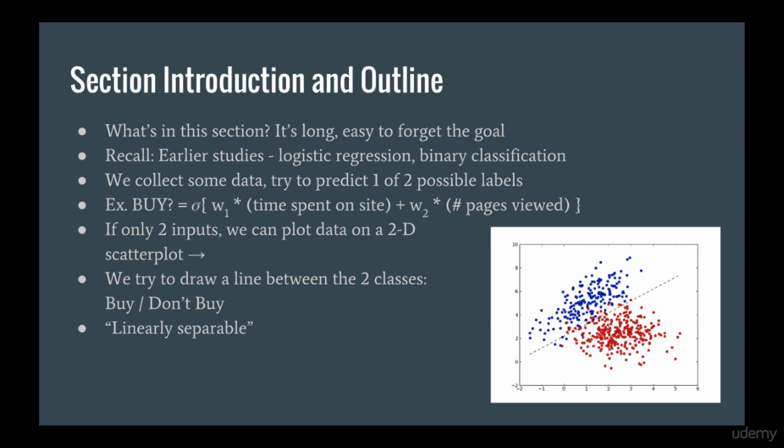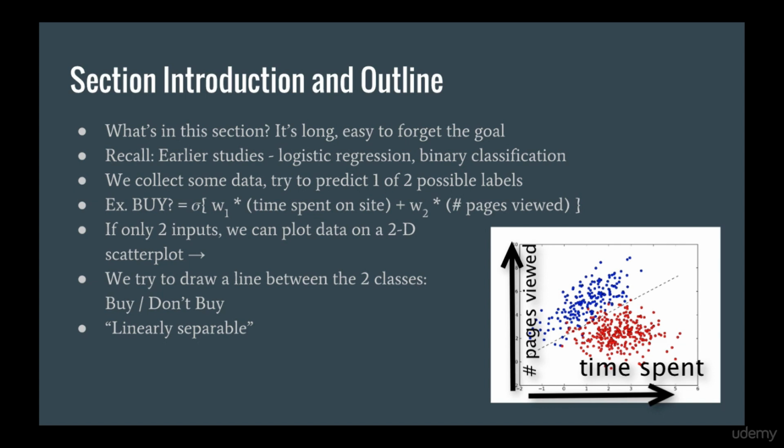Recall that in our earlier studies, we looked at logistic regression for binary classification. This is where you've collected some data, and you're trying to predict one out of two possible labels. For example, we could have the inputs time spent on your site, and number of pages viewed, and we can try to predict whether or not a user will buy something on your site.